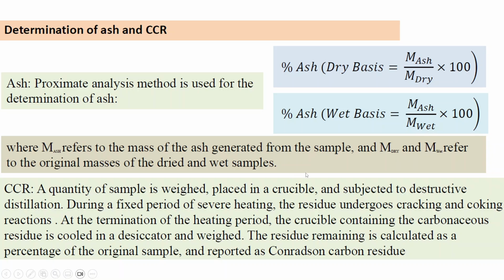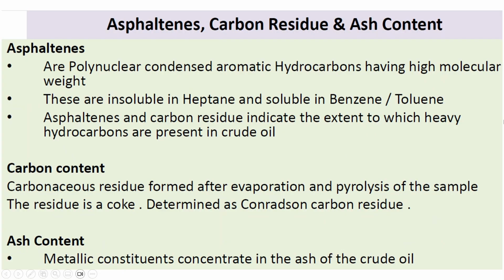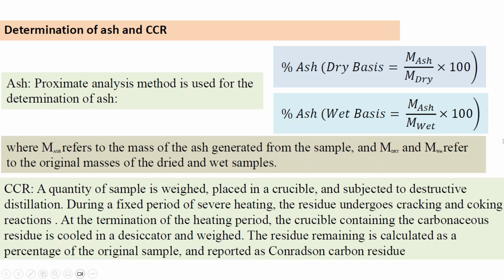So, determination of ash content and carbon residue. As I told, carbon residue is determined using the Conradson carbon residue method. Ash content here also is determined using the proximate analysis, which is given by the formula. It can be found on a dry basis as well as a wet basis.